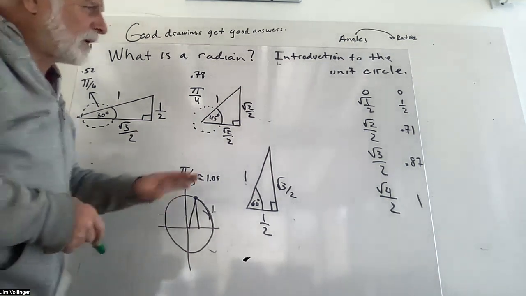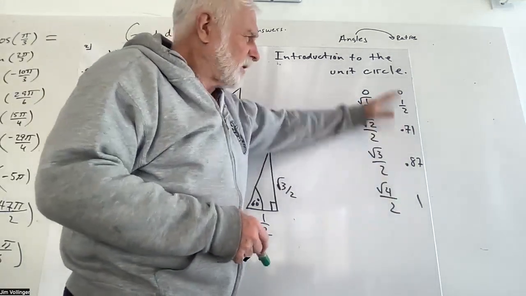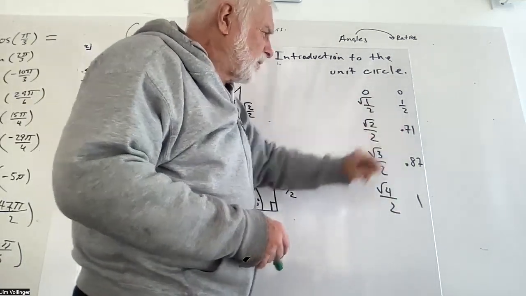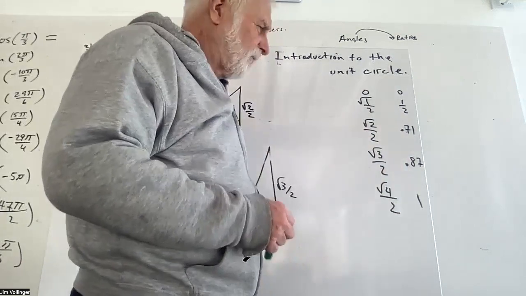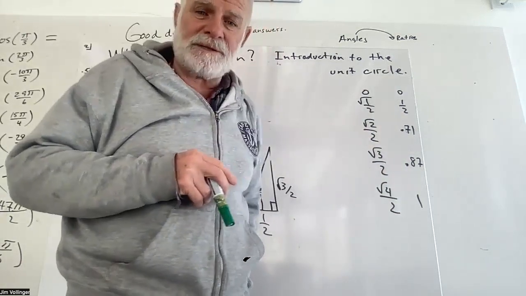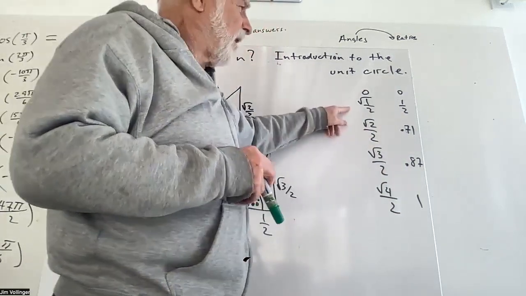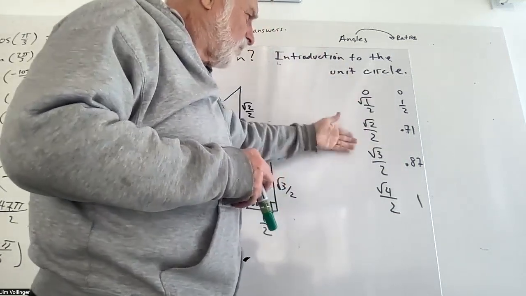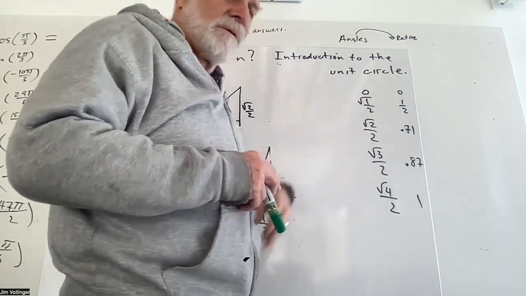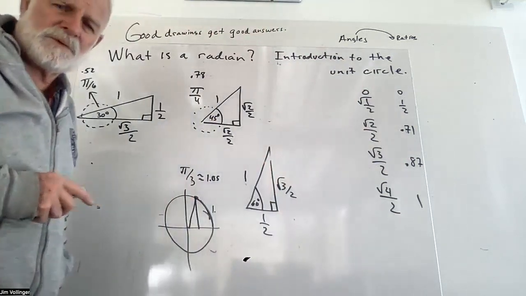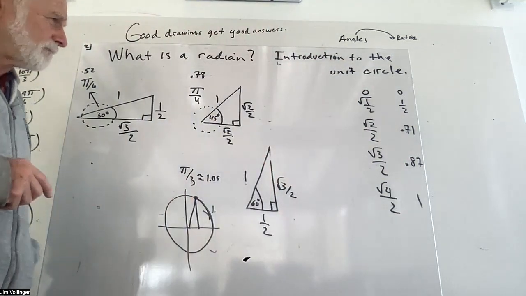I have put up some decimal approximations for root 2 over 2, .71, and root 3 over 2, .87. It's helpful to have a feeling for size. Square root of 1 over 2, right, is a half. Square root of 2 over 2, square root of 3 over 2, square root of 4 over 2, and so forth. Those are the numbers we can work with without a calculator.